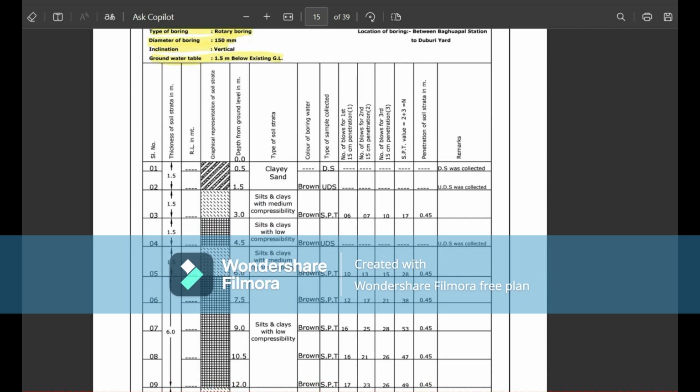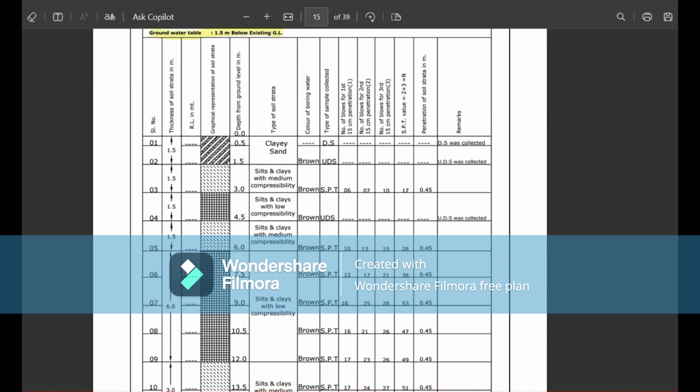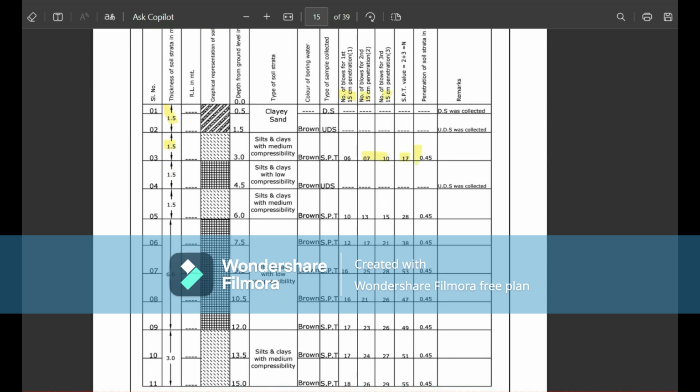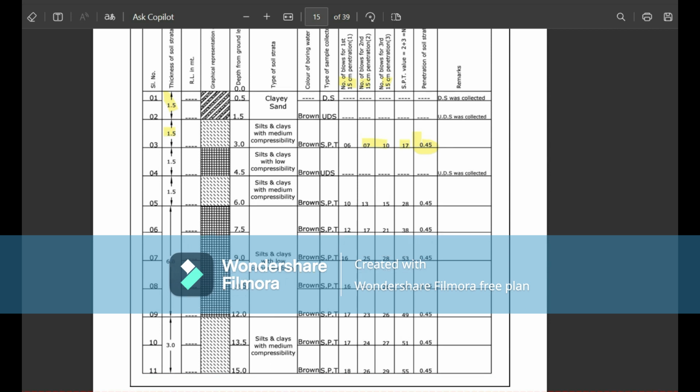Through the SPT, every 1.5 meter they took a sample, with the SPT blows number. Here there are three layers of 150, 150, 150 mm. For the last 300 mm, the blows are counted, and the total penetration of the rod is 450 mm, as per the rule of SPT testing.